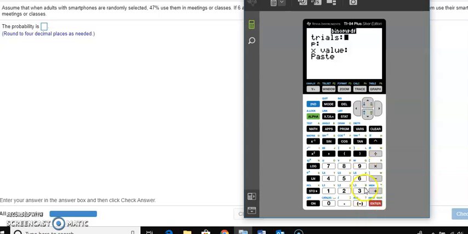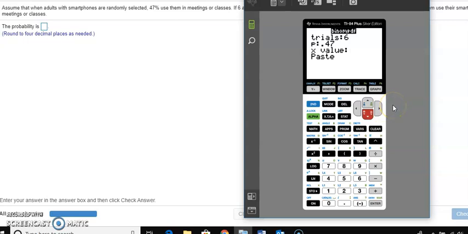And we will put in n first. N is how many people we have, 6, that's the number of trials. P, so it ends right there. P is the probability of success, which is 0.47. And then x is at least 3, so that'll be 3 all the way up to 6.